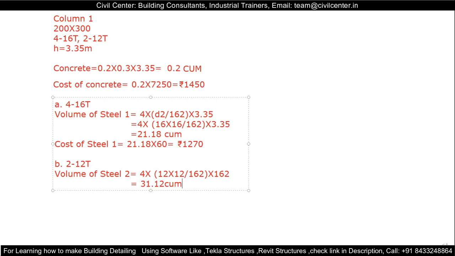Cum, that is cubic meter. Now we will go for the cost of steel 2. Then we have to multiply the 31.12 with the cost per meter cube, that is 60 over here. So nowadays this is the current cost, so we will just calculate it. 31.12 multiplied by 60, and it is coming 192.